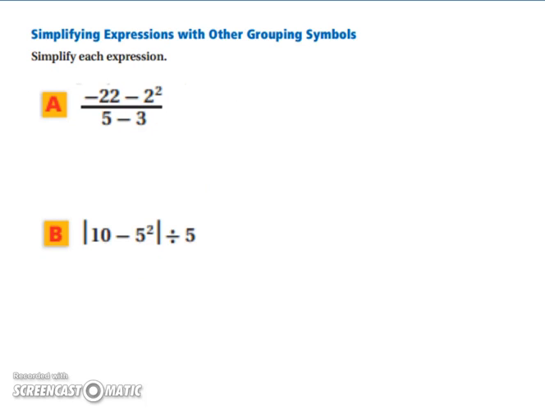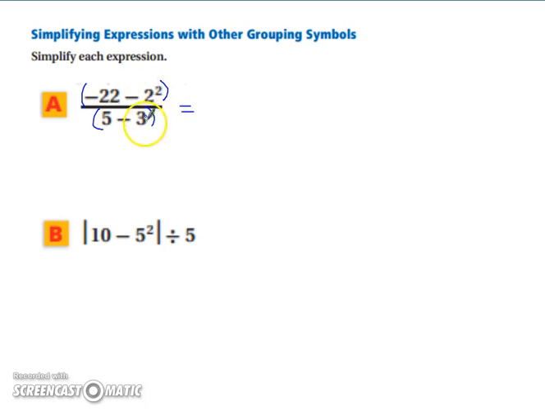Let's try simplifying expressions with other grouping symbols. These are a little bit more challenging, but they're not too bad. Now, when you're dealing with a fraction with multiple things happening on the top and the bottom, it's assumed that there is a set of parentheses grouping them together, even though they weren't nice enough to draw them in for you.